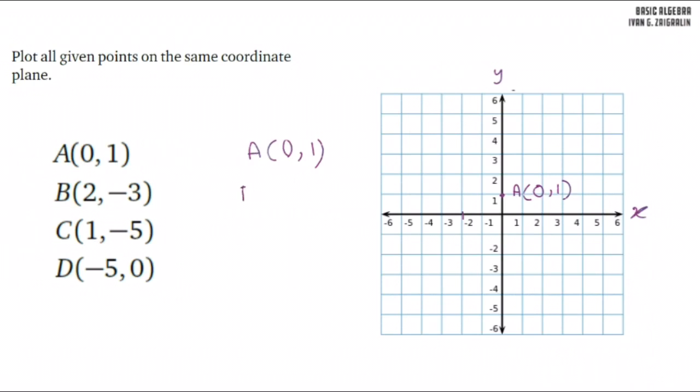For B, x coordinate 2 and y coordinate -3. So we find 2 on the x-axis and -3 on the y-axis, and we intersect these 2 points. So this is B.